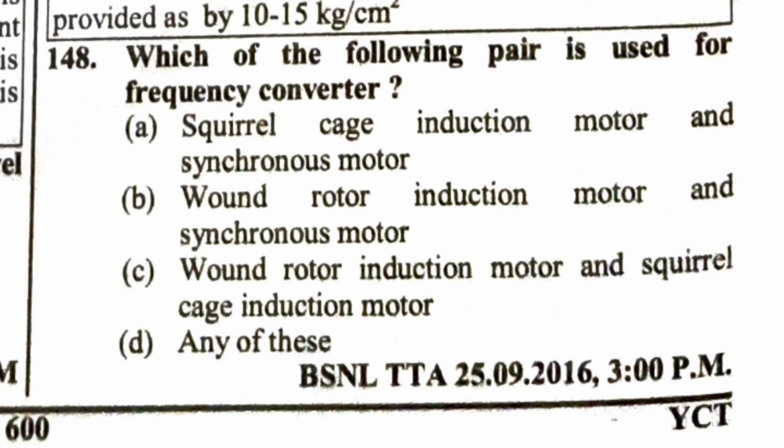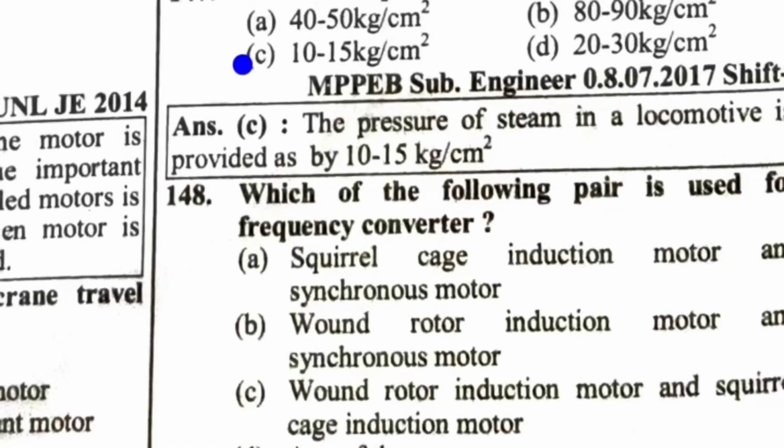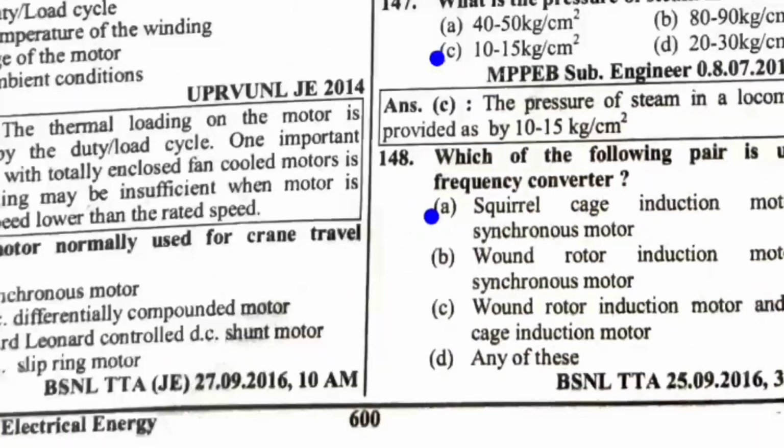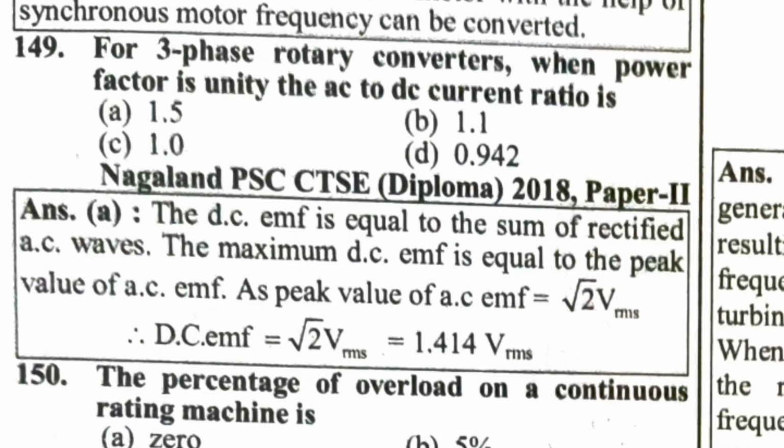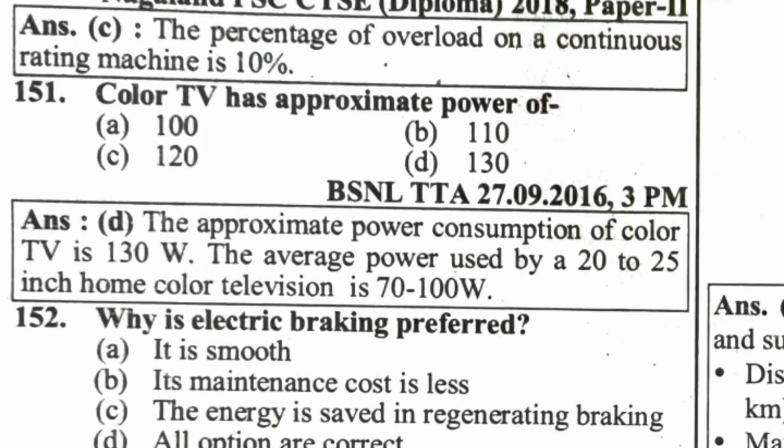Which of the following pair is used for frequency converter? Squirrel cage induction and synchronous motor. A three-phase rotary converter, when power factor is unity, the AC to DC current ratio is 1.5. Percentage of overload on a continuous rating machine is 10%. Color TV has approximate power of 130.